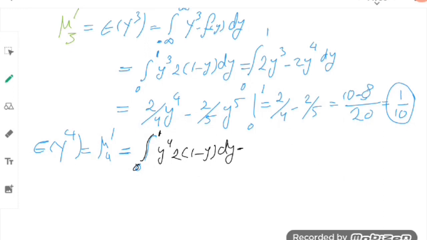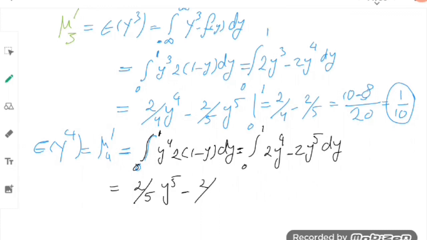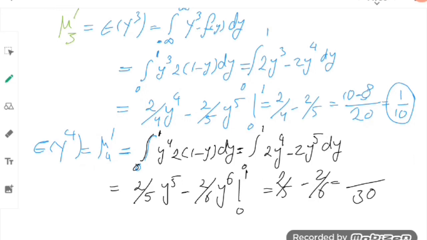This will be 2 times the integral from 0 to 1 of 2y to the power 4 minus 2y to the power 5 dy. Then this will be 2/5 y to the power 5 minus 2/6 y to the power 6 from 0 to 1. So this would be 2/5 minus 2/6. If we use 30 as a common denominator, this will be 12 minus 10, which is 2/30, which is 1/15. So we have here the expected value of y to the power 3 equal 1/10, and the expected value of y to the power 4 equal 1/15.